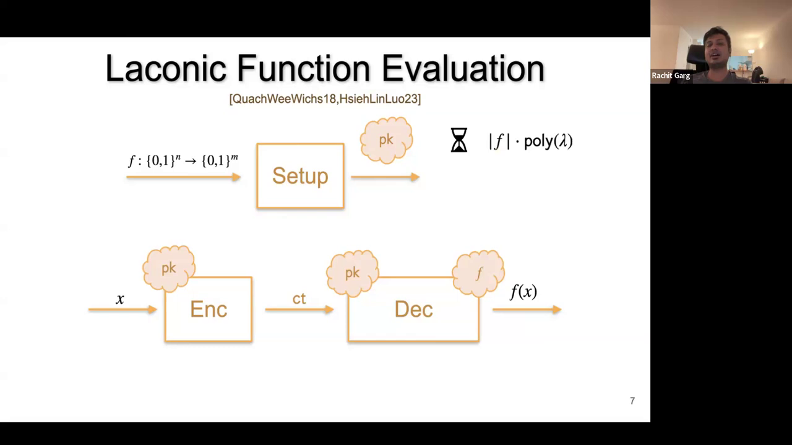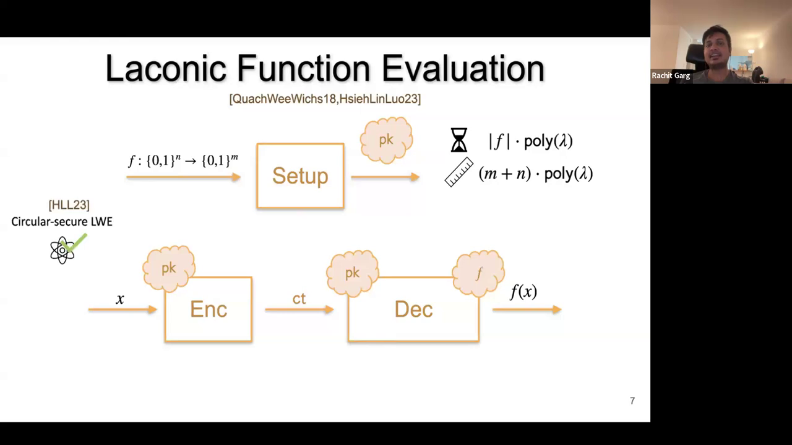So we need some efficiency properties on this public key for this notion to become non-trivial. What are the efficiency properties that we need? Even though it takes time dependent on the size of the function f to compute this public key, the size of this public key is very short.